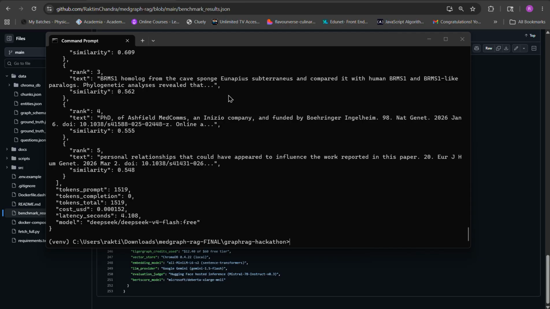Now, pipeline 3, GraphRAG with TigerGraph. This is where everything changes. Instead of searching for similar text, we extract the key biomedical entities from the question, then traverse our TigerGraph knowledge graph using 3-hop GSQL queries and assemble only the precise relational facts the LLM needs to answer. No noise, no padding, just load-bearing facts.